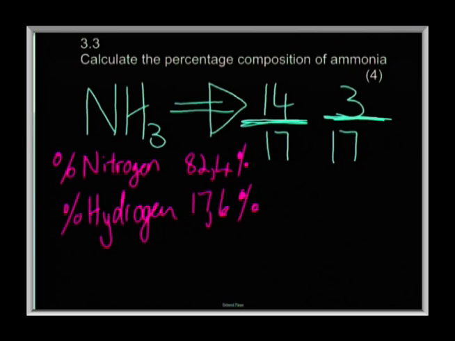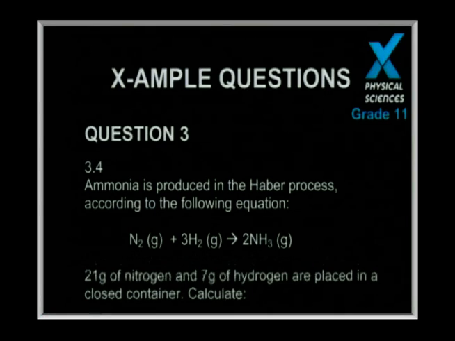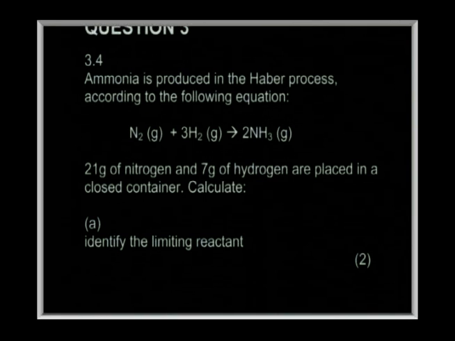The next question now deals with a chemical calculation, so let's have a look at that one. Nice, interesting one. Ammonia is produced in the Haber process. Now, the Haber process is a very, very important chemical process. A gentleman by the name of Fritz Haber actually won the Nobel Prize, not for inventing the Haber process, not for inventing the reaction, but for finding a way to make this very economically viable.